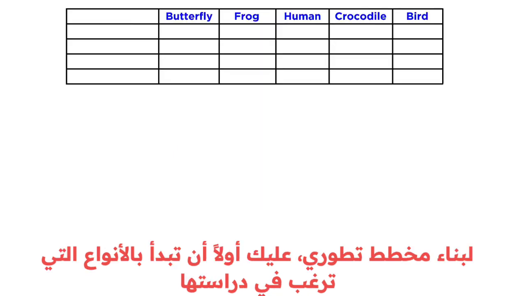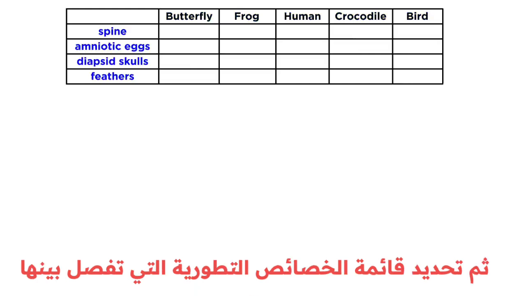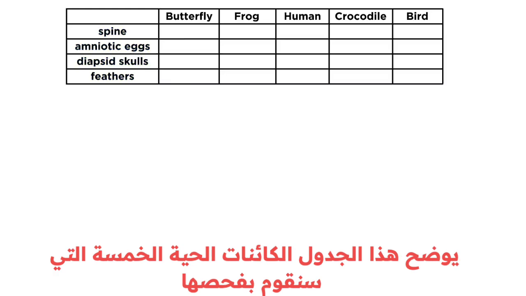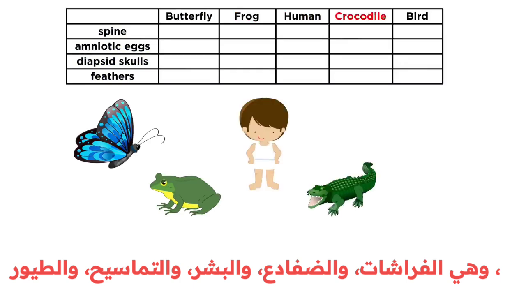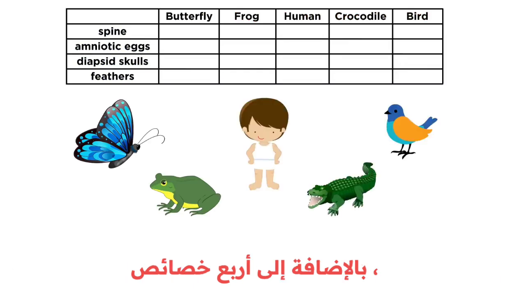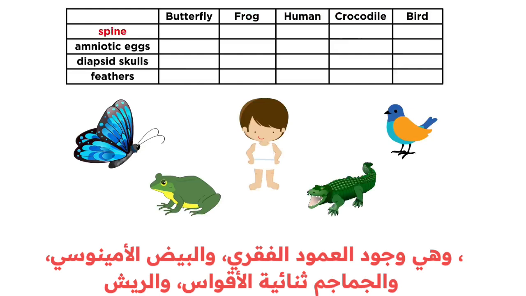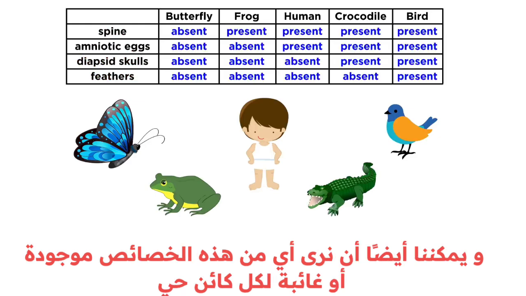To build a cladogram, you first start with the species you're interested in studying, and then determine a list of evolutionary characteristics that separate them. This table depicts the 5 organisms we will investigate, those being butterflies, frogs, humans, crocodiles, and birds, as well as 4 characteristics, those being the presence of a spine, amniotic eggs, diapsid skulls, and feathers. We can also see which of these characteristics are present or absent for each organism.